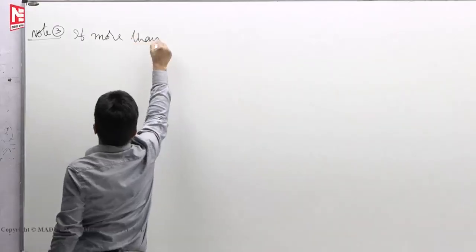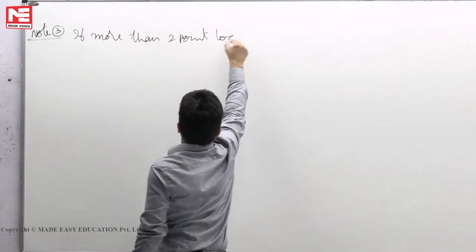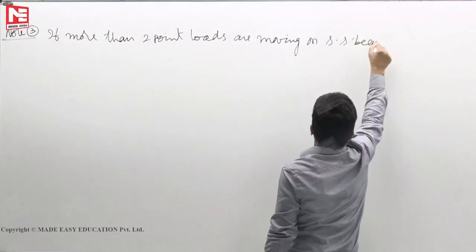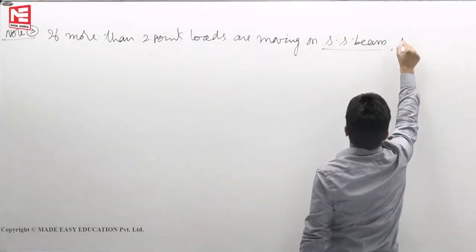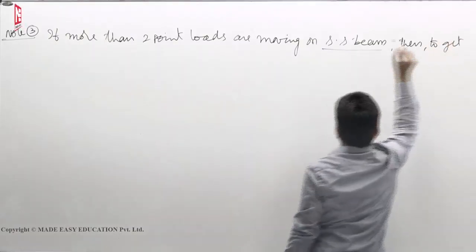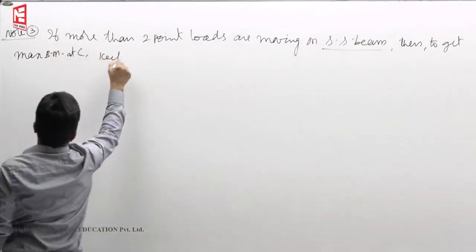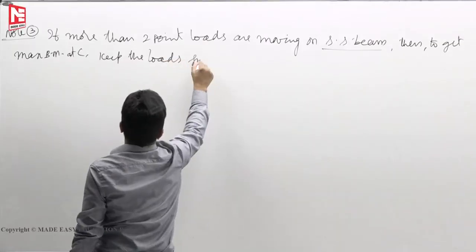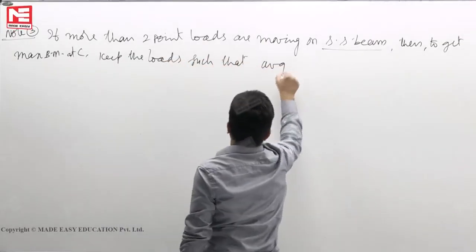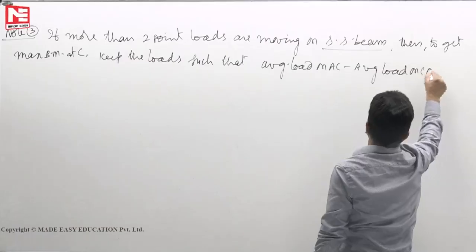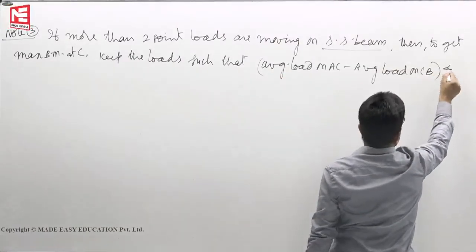See, that is, we will take note 3. If more than 2 point loads are moving on a simply supported beam, then to get maximum bending moment at C, keep the loads such that average load on AC minus average load on CB. It should be actually equal, or it can be less than also.